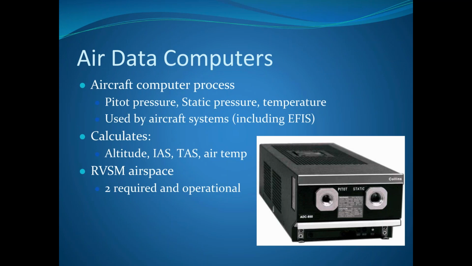And when we're in RVSM airspace, we are required to have two of these operational. So does anybody know what RVSM airspace is? Do you know what RVSM airspace is? Yes, I've heard of it a lot. I've heard of RVSM before. I can't remember. Okay. So RVSM is reduced vertical separation minimums. So basically when we hit a certain flight level, which would be 290, all the way to 41,000 feet, 410.